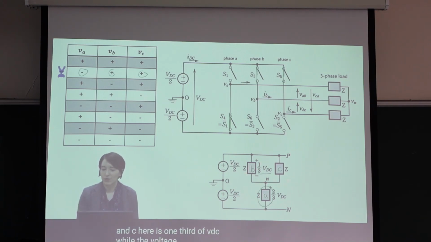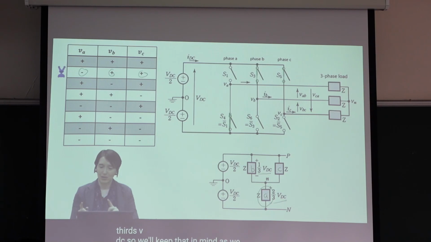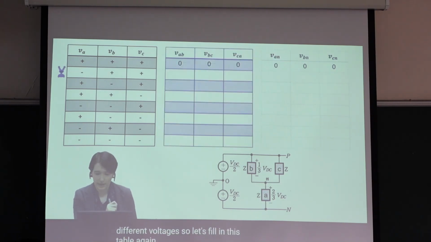This is the voltage drop over the bottom impedance, which is going to be 2/3 VDC. So I want to keep that in mind as we look at the different voltages. Let's fill in this table again.